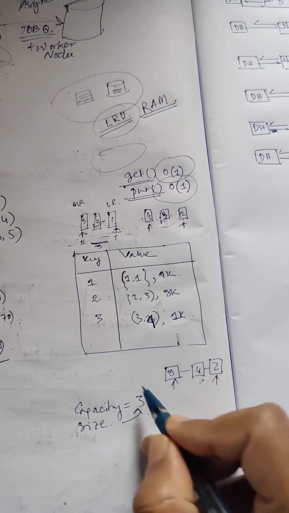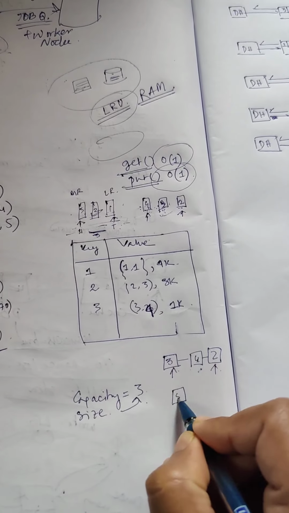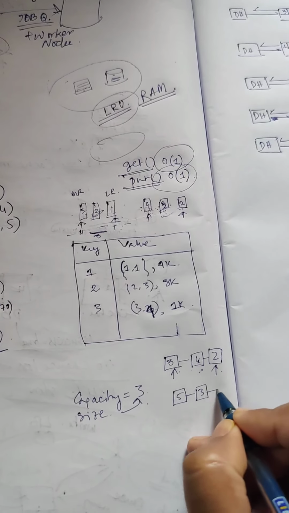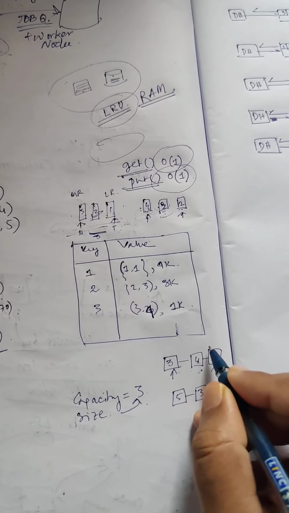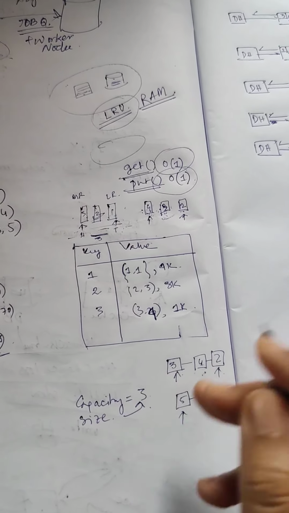So if you want to bring something new, for example 5, then your list will look like 5, then 3, then 4, and you have to delete the least recent item. That's why 2 will get deleted. So that is the fundamental stuff.